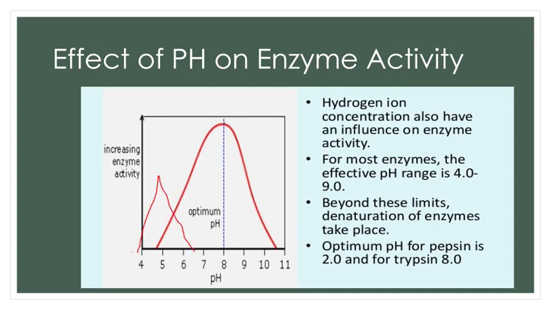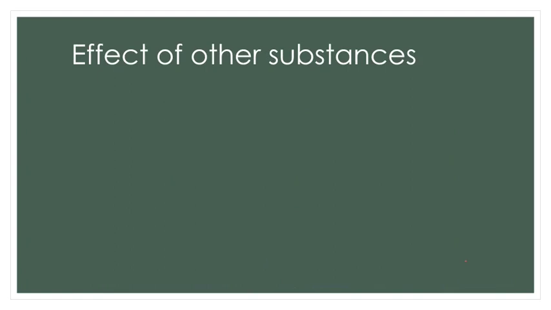But there are some enzymes which can work very well in alkaline medium. For example, trypsin and chymotrypsin, which are secreted in the small intestine. So different enzymes are able to work at different pH. Pepsin works very well in acidic medium in the stomach, whereas trypsin works very well in alkaline medium, which is present in the small intestine. So different enzymes can perform the activity very well at different pH.